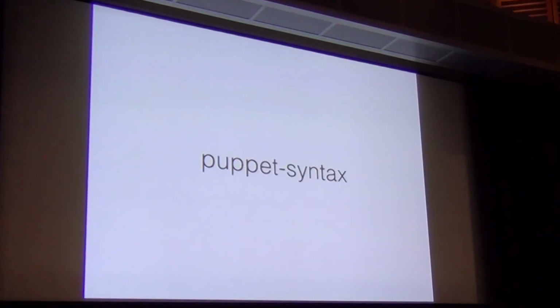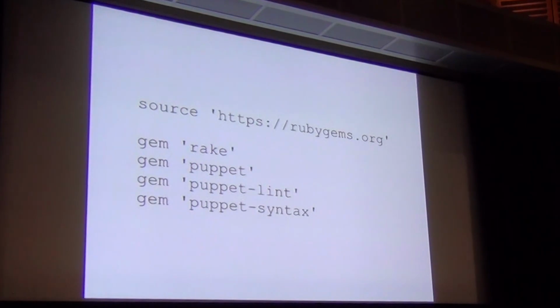Puppet syntax isn't really a style helper, but it helps ensure that there aren't any syntax issues in your code. Puppet syntax doesn't actually compile your code, so it doesn't catch runtime errors like a typo in a resource name or in a resource title. But it does check to make sure that your code parses successfully. So here's an example Gemfile you can use. You can copy and paste this and get started today. You'll need to have RubyGems and Bundler installed.